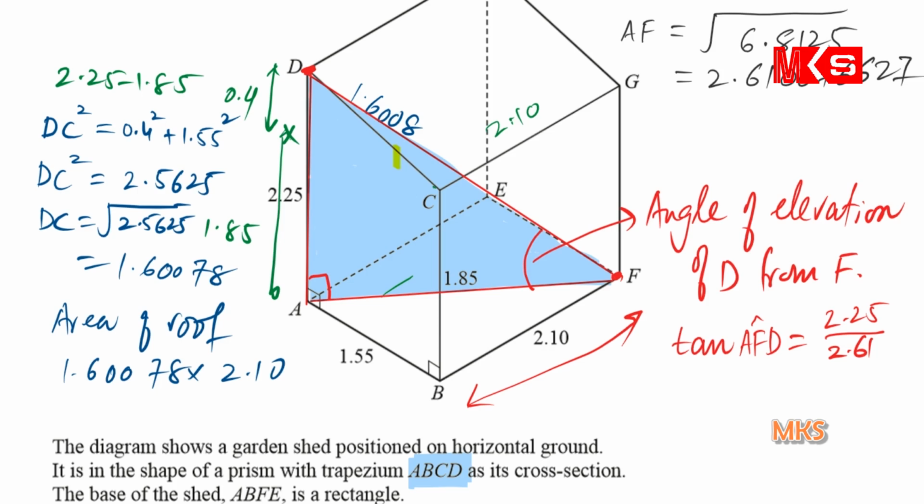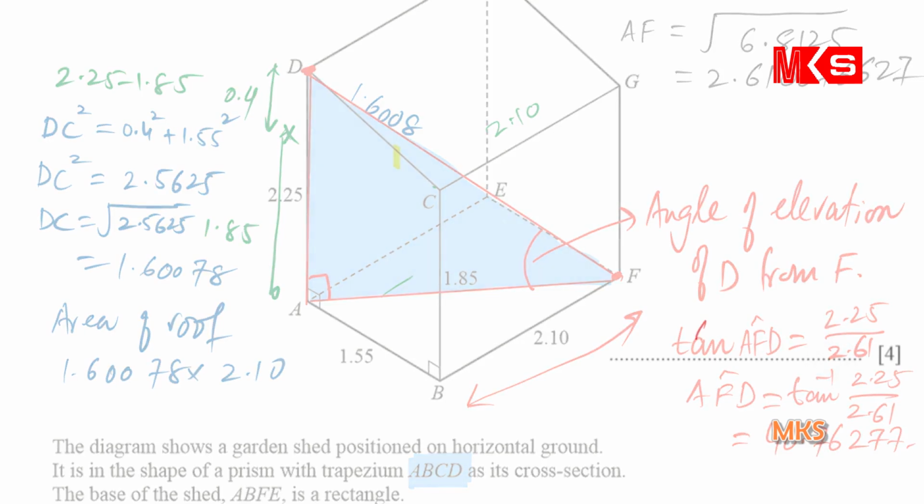To find AFD on the calculator, I am doing shift tan, which means tan inverse of 2.25 over 2.61. So tan inverse, the answer will be 40.76277 and so on. Angles are rounded off correct to one decimal place, so 40.8 degrees. That would be the answer.